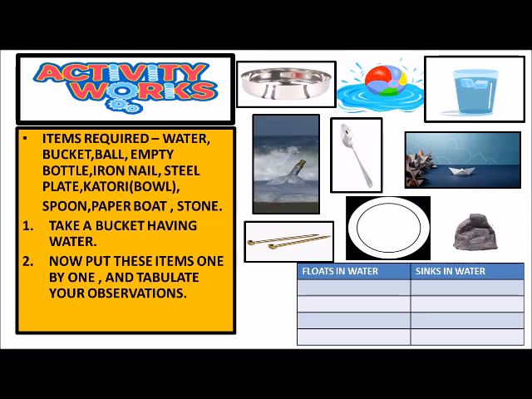We have a table here. In the first column, we have to write the names of the things which float in water. That is, which do not sink and can be seen on the surface of the water. And in the second column, we have the items which sink in water. That is, which go to the base of the bucket and cannot be seen on the surface. I hope this activity is quite clear and you will be doing it, enjoying it and will write your observations in the table.